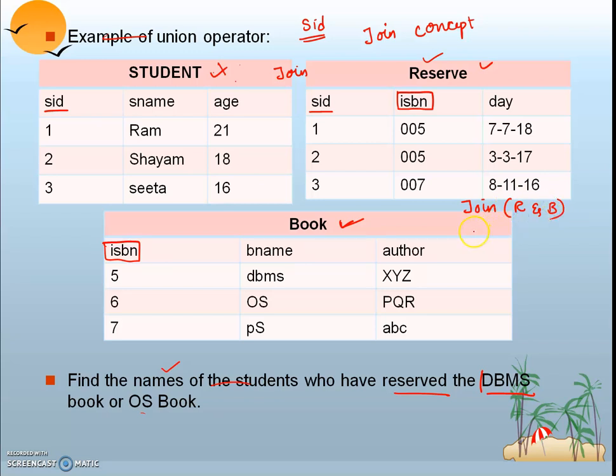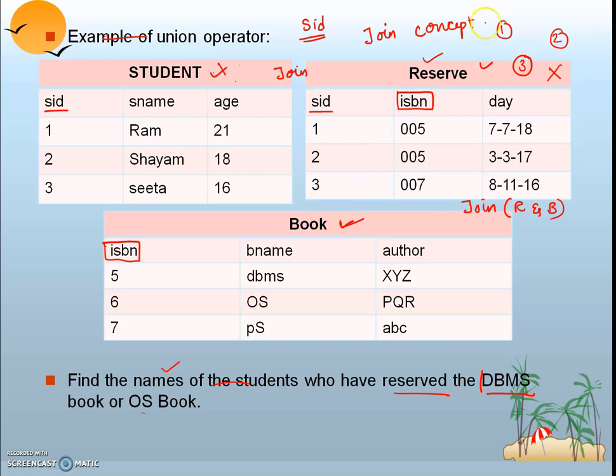And check here, is there any link existing between student and book? Right now we have seen two scenarios. First scenario, student and reserve. Second scenario, reserve and book. And now we are checking the third scenario, between student and book. Is there any common attribute existing there? No, there is no common attribute existing between student and book. Then what should I do? Now I have to check whether there is any other table through which these two tables can be joined.